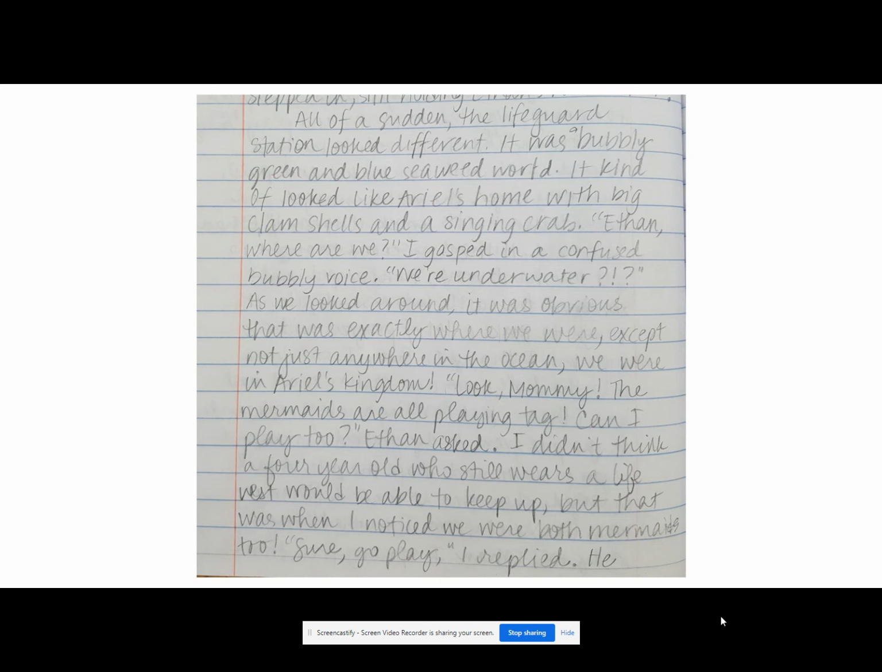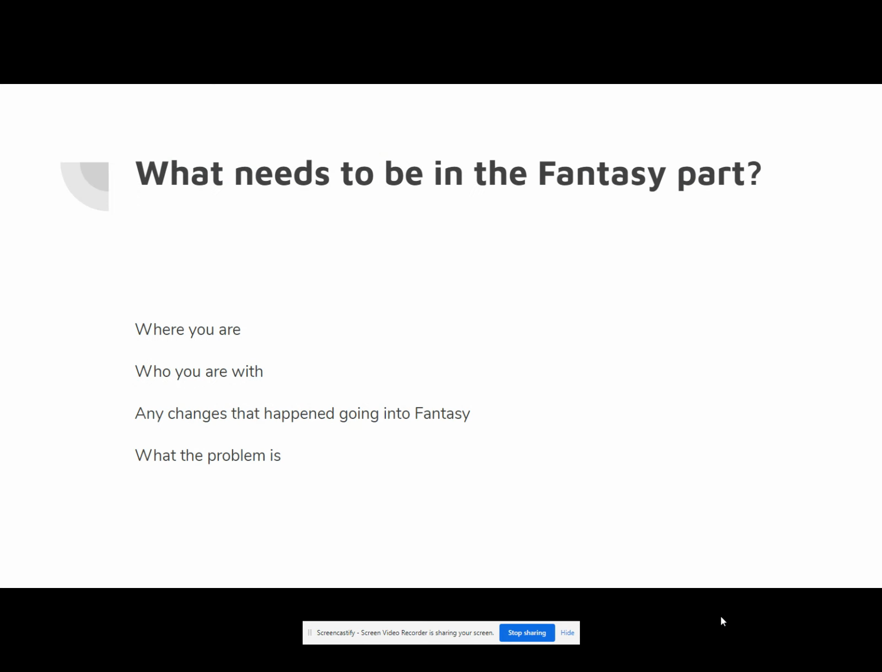So you can see in both of them, I changed how we look, or I didn't change how we looked in the Candyland one, but in this one, I looked down and I noticed we're mermaids. So it's really important that the people reading your story can tell where you are, who you're with, and then if there's any changes, let's go back and look on that slide. Any changes that happened going into fantasy, you can see that. And then next, you're going to introduce what your problem is. Maybe your problem is trying to go home, or you probably have some other problem. Something's chasing you, I don't know, whatever your problem is. There's so many options here for what you write.